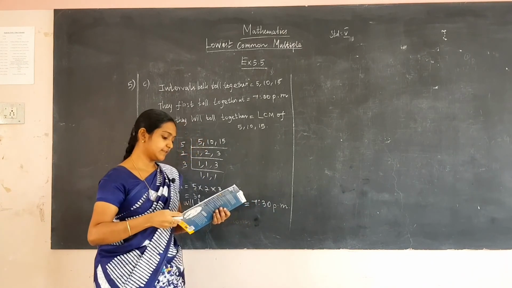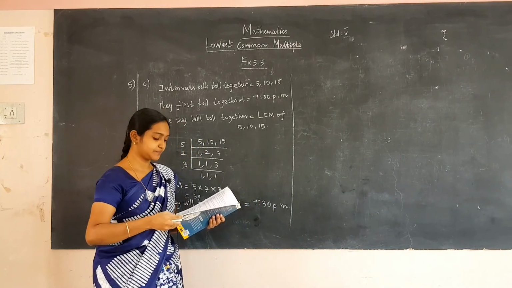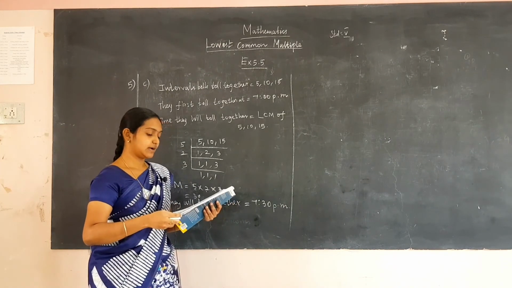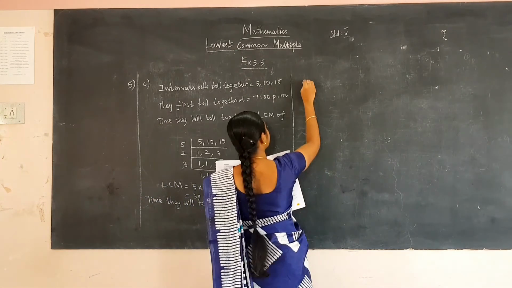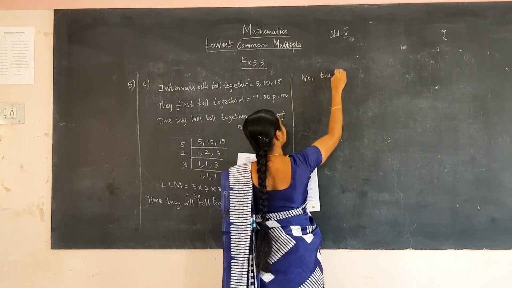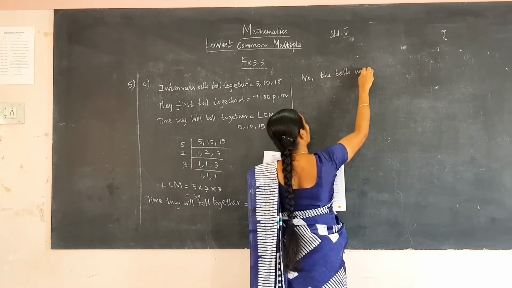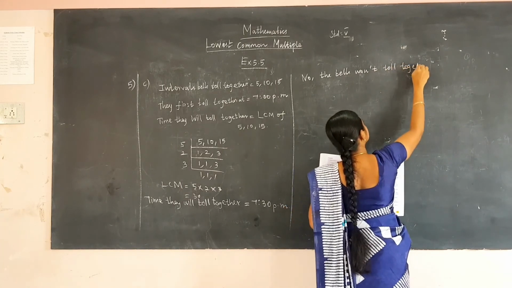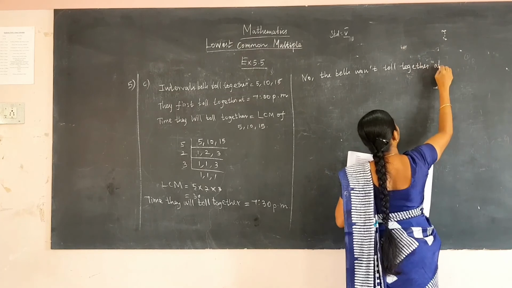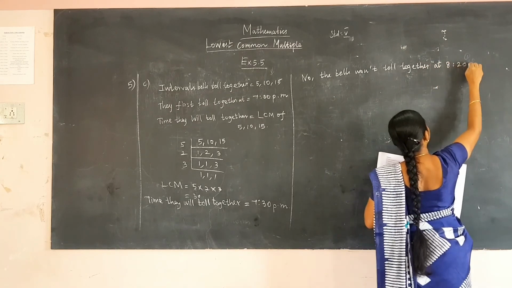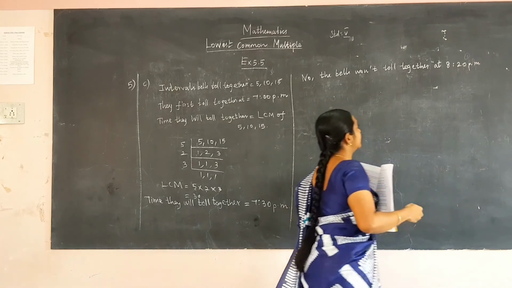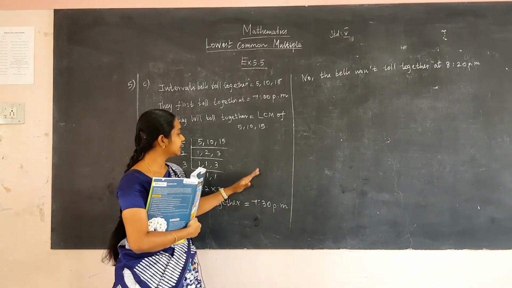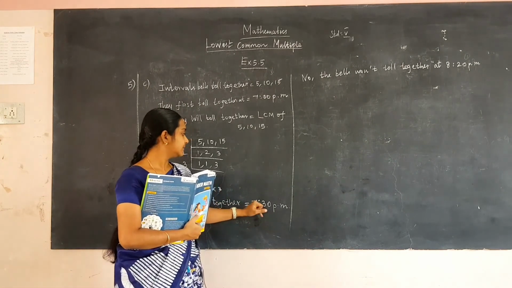Also find out if the bells will toll together at 8:20 pm. No, the bells won't toll together at 8:20 pm. Because the bells are tolling together at intervals of 30 minutes.